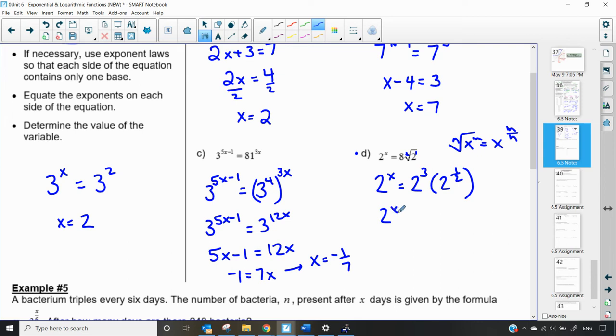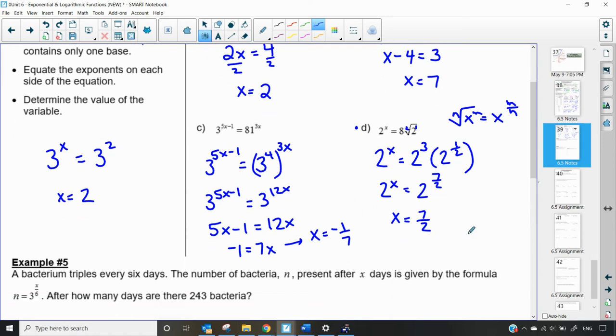And then using our exponent laws, when we're multiplying powers to the same base, we add our exponents. So 3 plus 1/2 is 3.5, which is 7 over 2. Once we have equal powers and the same bases, then we can equate our exponents. So we have x equals 7 over 2.